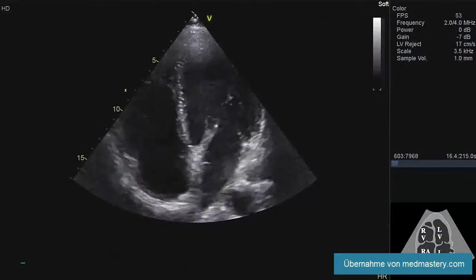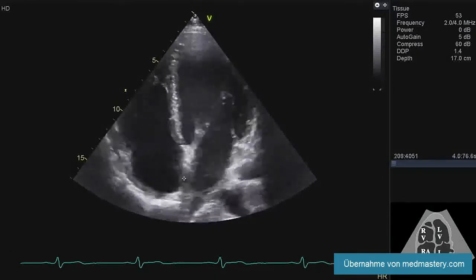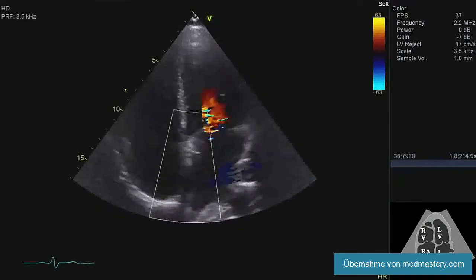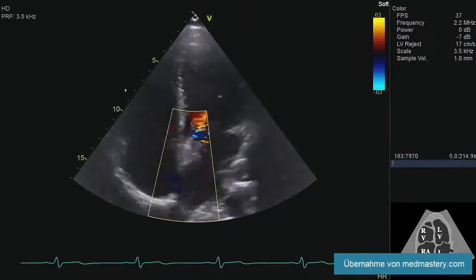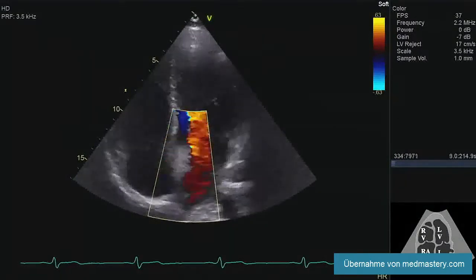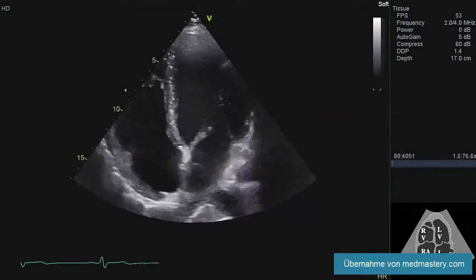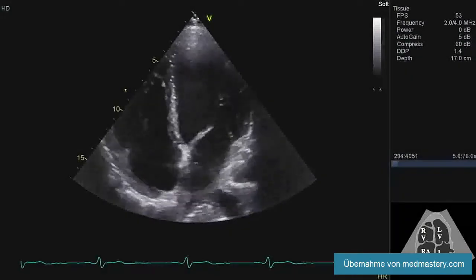I can see the interatrial septum quite well, which is here, but I'm not very well lined up for flow across it. So whilst I could put colour across, I'll probably want to look in a subcostal view to check if there's any ASD or PFO flow. So we can measure cavity sizes, we can measure diameters, we can do areas or volumes of the atria in this view.